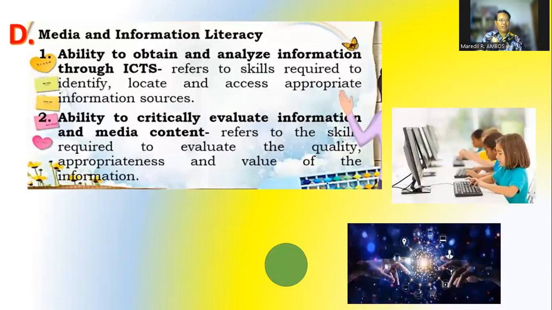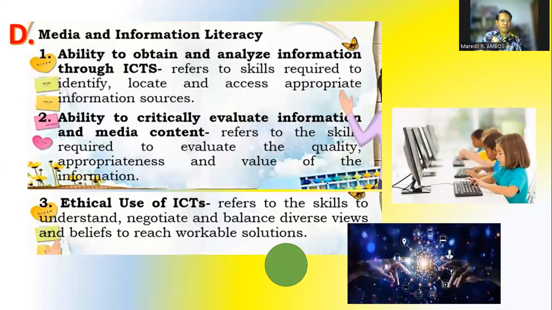Then we have the letter D. It talks about media and information literacy. Particularly, this is about the ability to obtain and analyze information through ICT. So it refers to skills required to identify, locate, and access appropriate information sources. Then we have the ability to critically evaluate information and media content. So it refers to the skill required to evaluate the quality, appropriateness, and the value of the information. Then the third one is the ethical use of ICTs, which refers to the skills to understand, negotiate, and balance diverse views and beliefs to reach workable solutions.